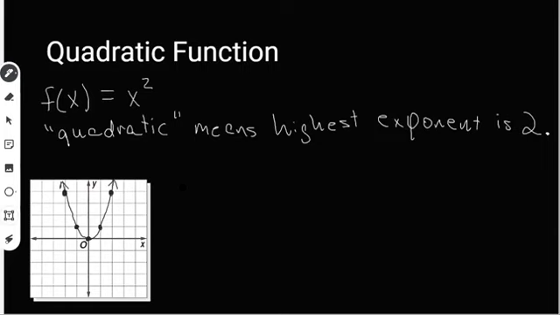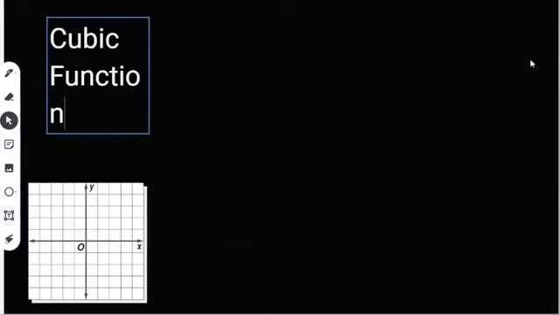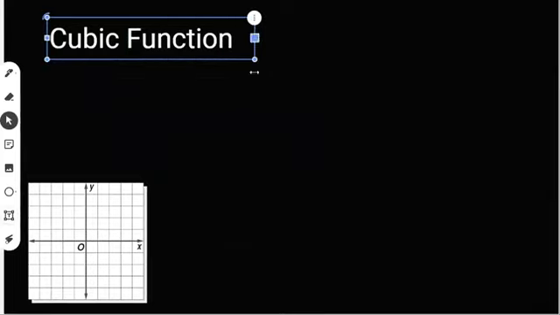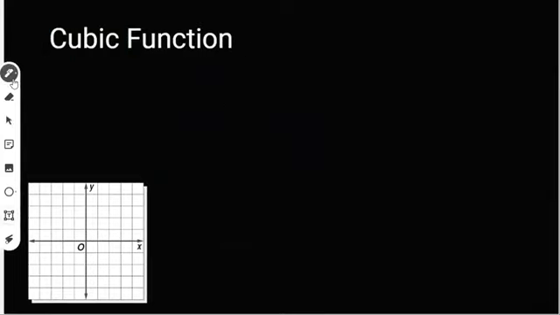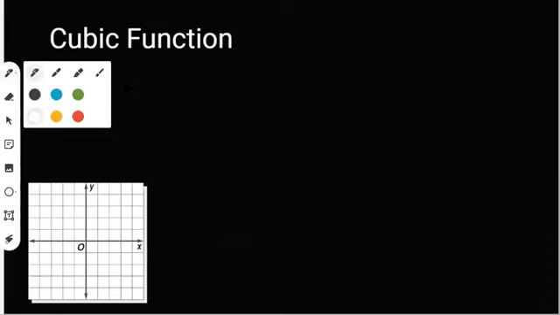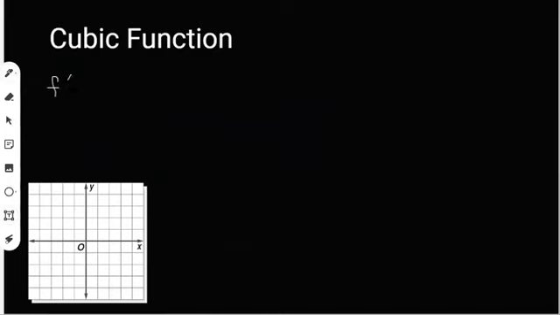Okay, so what happens if you go one more exponent up? You won't be at x squared anymore, you'll be at x cubed. So that's the next function that I want to talk about. All right, this function is going to be called the cubic function. The cubic function. Okay, so this function is going to be f of x equals x cubed.